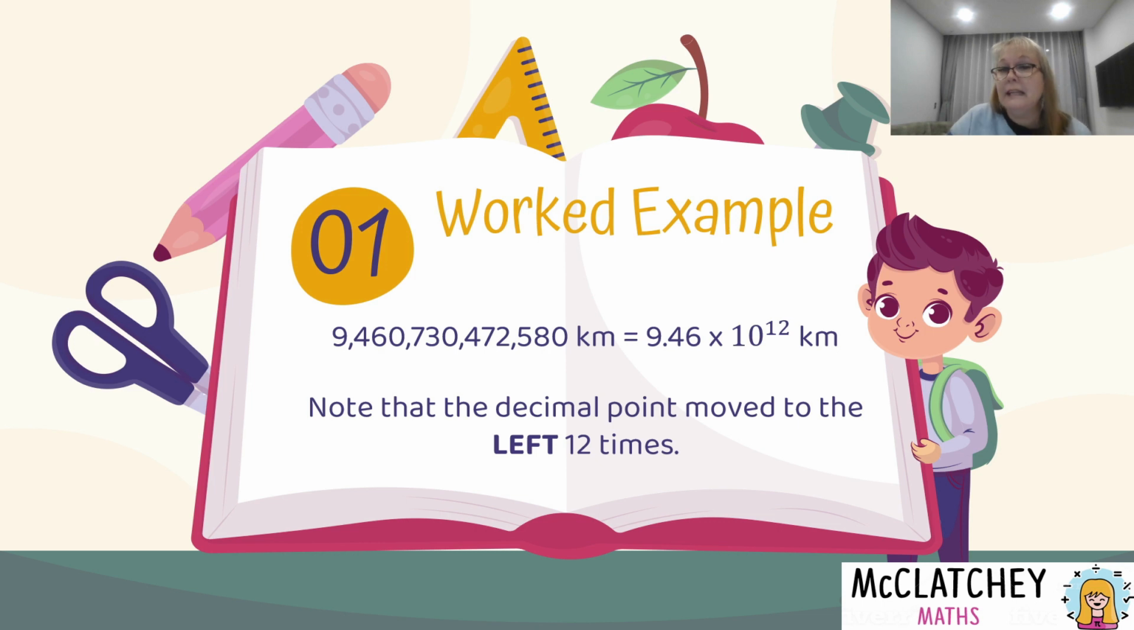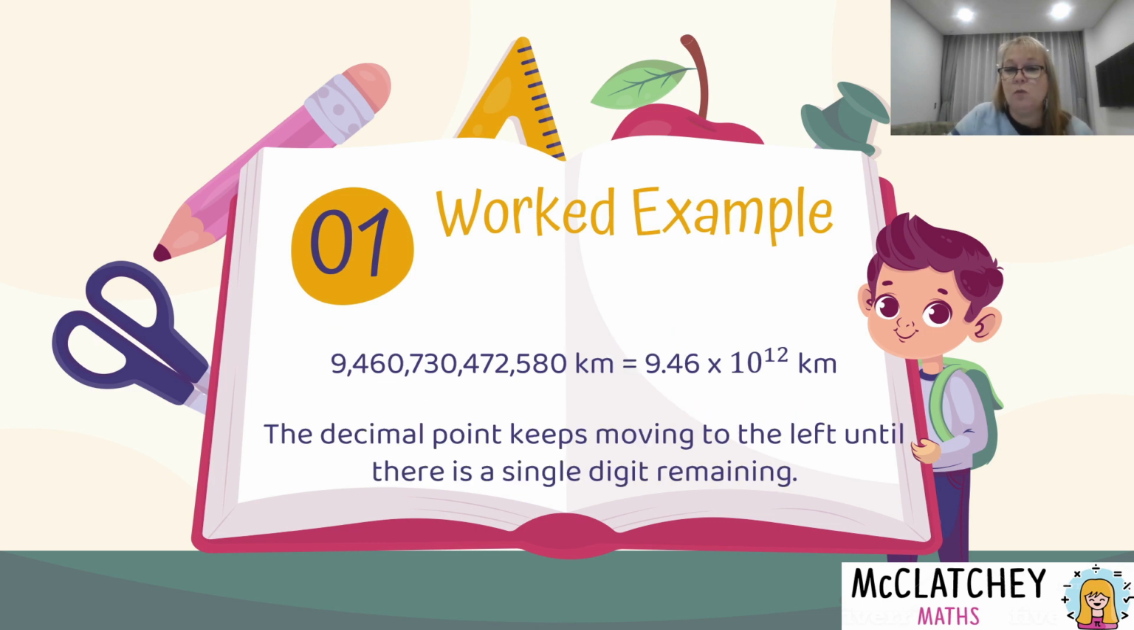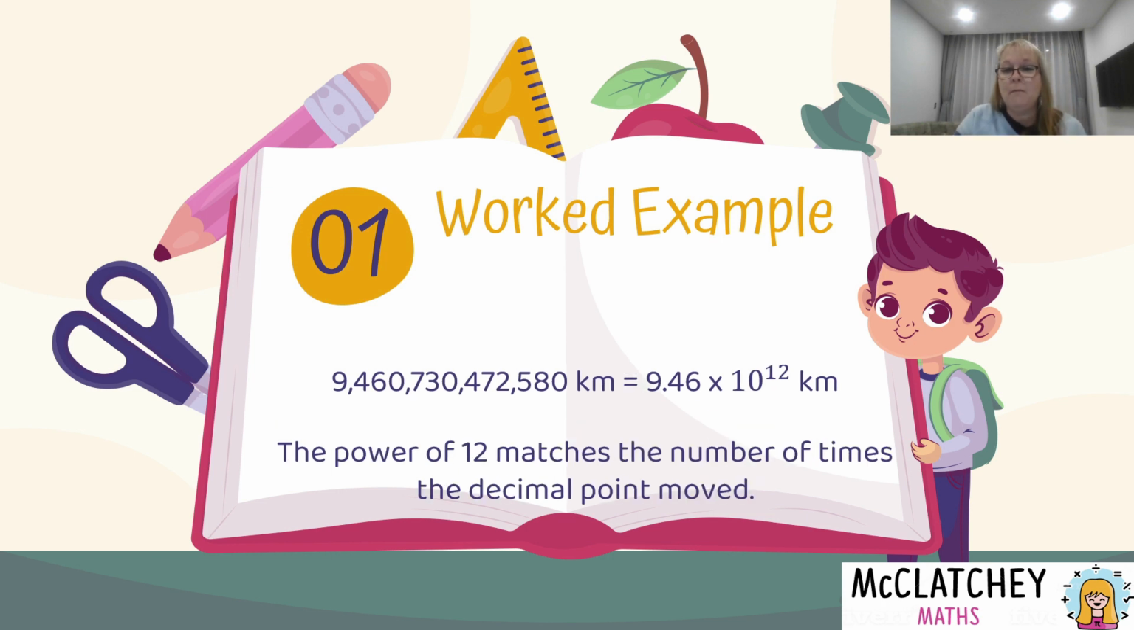Now, we moved it to the left 12 times, so you'll notice that it will keep moving until we get to one digit remaining. That's that 9, and then the decimal point plops straight after that. You'll notice that the number of moves that we made to the left matches our power now, because we've effectively raised the number 9.46 to 10 to the power of 12. 12 moves of the decimal place makes 12 more additions to the index.